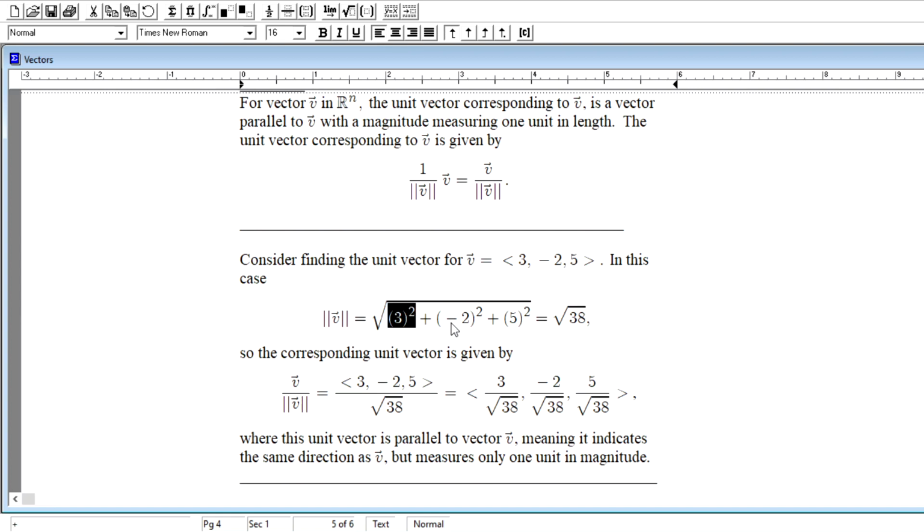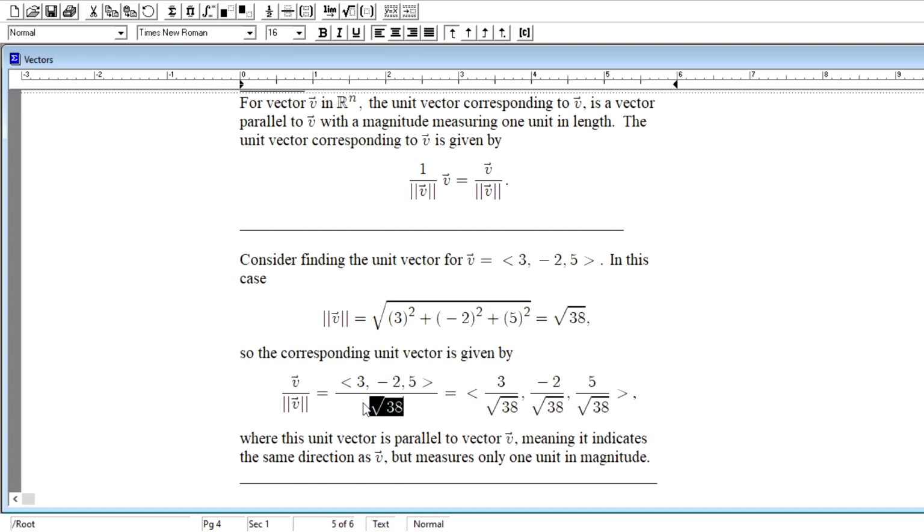That is 9 plus 4 is 13, plus 25 makes 38 in value underneath this radical symbol. All right? And there's no prime factorization for the square root of 38, so we'll leave it as the square root of 38. And we end up dividing v by that value, or multiplying by that constant multiple, 1 over the square root of 38.